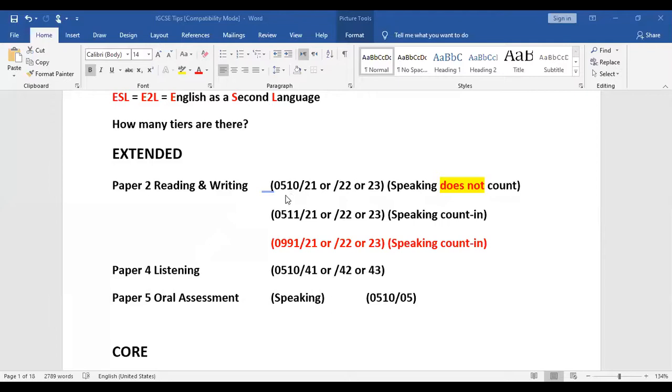And 21, 22, and 23 refer to the three different variants of the exam paper. If you sit 0511, it's the same questions, the same three components, the same content. But here, the oral assessment is part of your total grade. In this case, paper two represents only 60% of your total mark, paper four will be 20%, and the remaining 20% will be for the oral assessment. Do you get my idea? Is it clear?